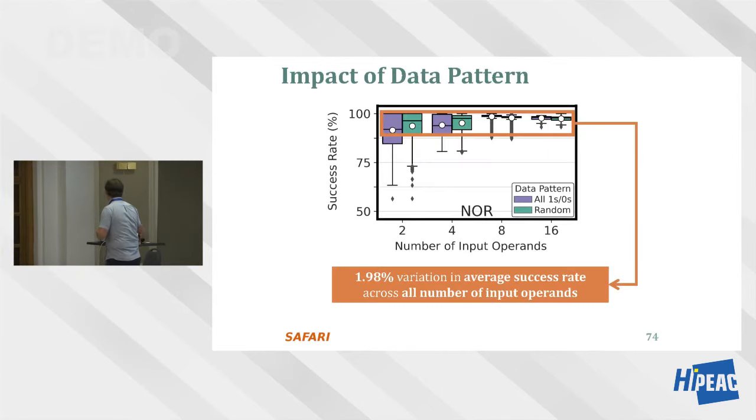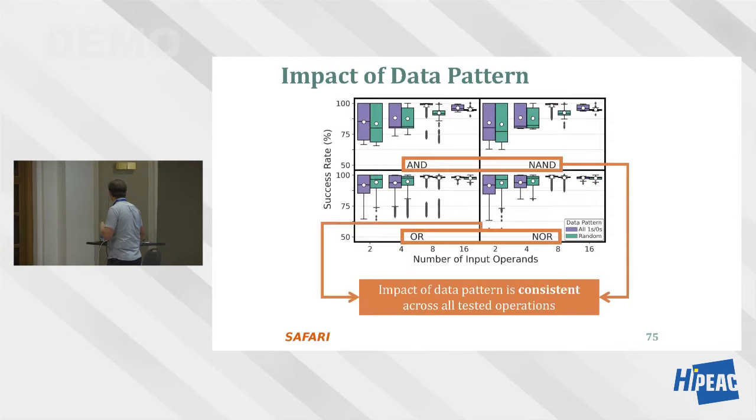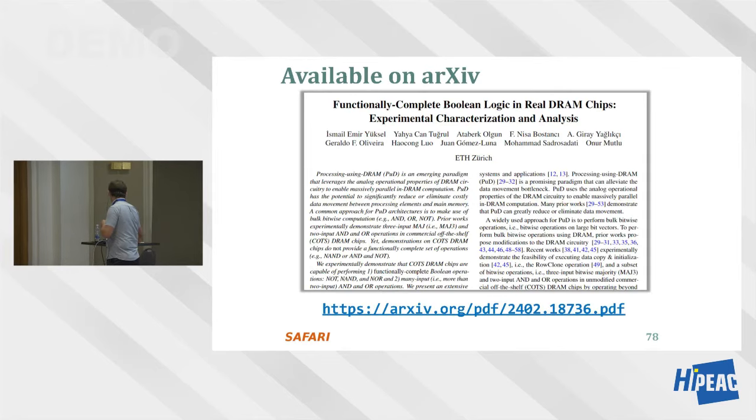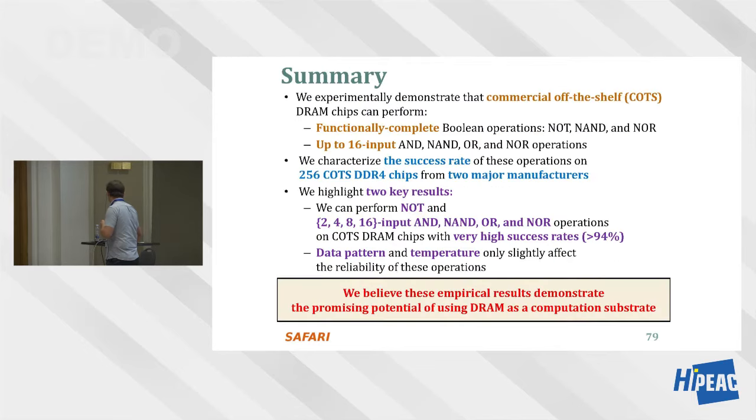Okay. And then data pattern changes these effects. We're going to talk about data pattern tomorrow, but this is the NOR operation. So it depends on the data pattern. You get slightly different success rate, but not that bad. And the impact is consistent across different types of operations also. There's a lot more analysis in the paper that I'm not going to cover over here. But essentially, we also test temperature, speed rates, chip density, die revision, etc. And you can certainly find more in the paper.